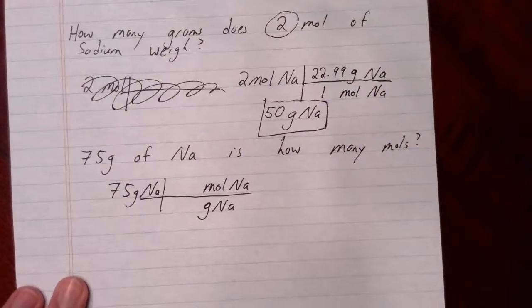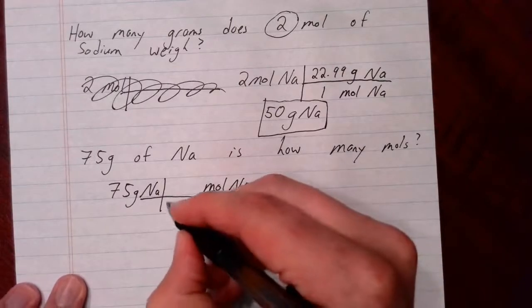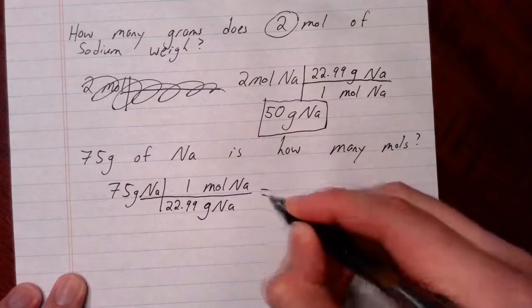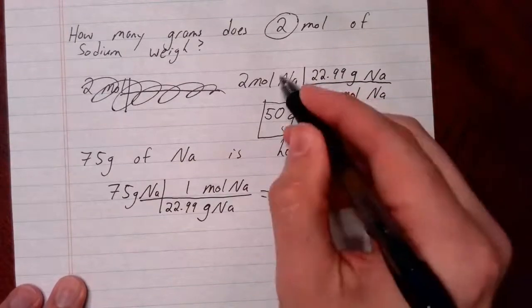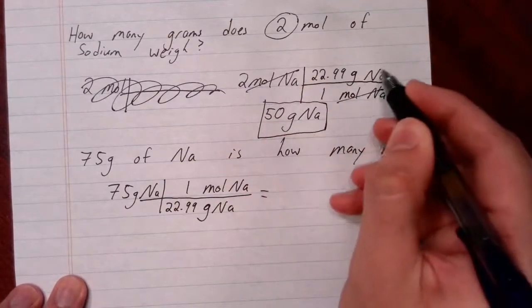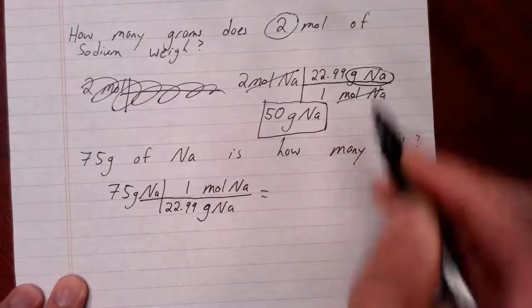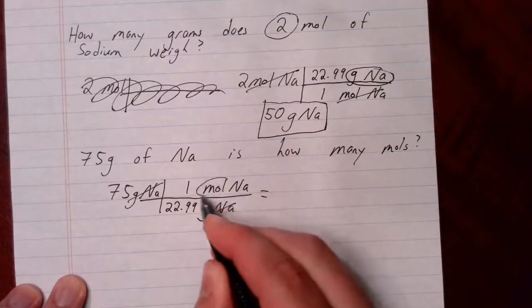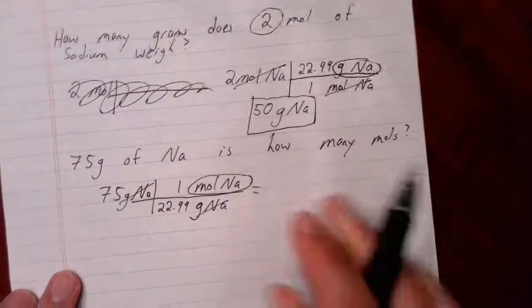And I need a conversion factor to carry me from grams to moles, and I have that. It's the molar mass, 22.99 grams in 1 mole. I didn't do it up here, but I should have. You should always go back and cancel your units. Make sure you're left with what you need. So here I'll cancel my units, grams of sodium, grams of sodium. I'm left with moles of sodium.